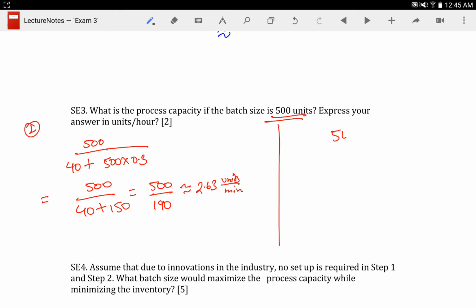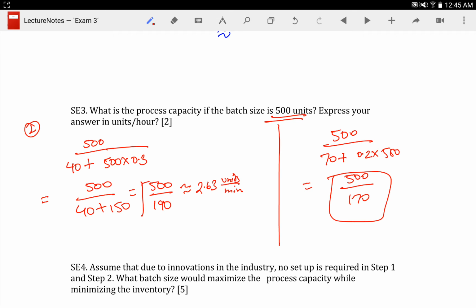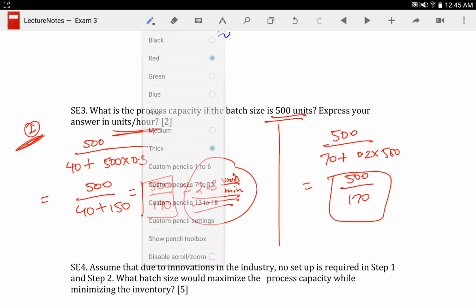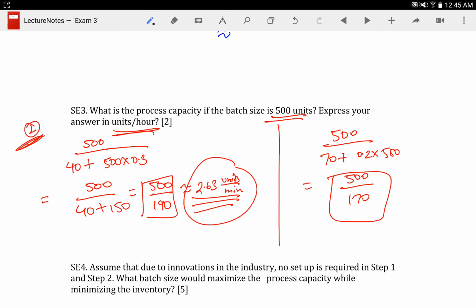Here again the batch size is 500. 70 plus 0.2 times 500, so this is really 500 divided by 170. Well, we know 500 divided by 120 is going to be bigger than 500 divided by 190, so we know that this is the bottleneck, or step 1 is the bottleneck. So making this the process capacity, but again we want the answers in terms of units per hour, so let's convert this into units per hour.